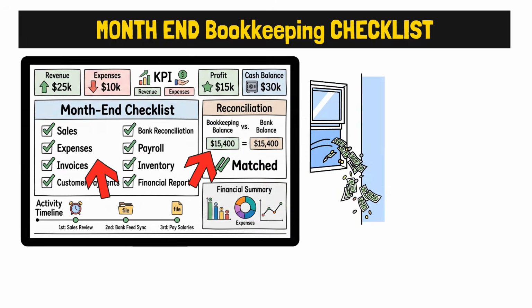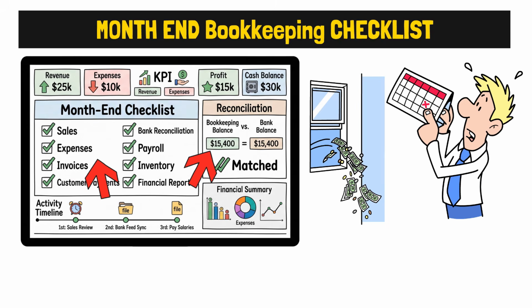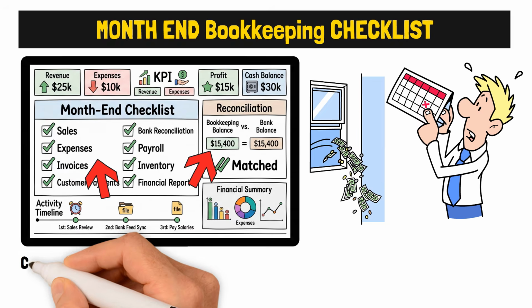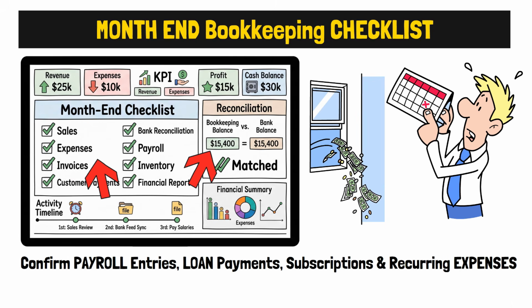Next, reconcile every business bank account and verify that the balances match your records. Review outstanding customer invoices and identify which payments are overdue. Follow the same process for supplier bills to make sure upcoming obligations are clearly documented. Confirm that payroll entries, loan payments, subscriptions, and recurring expenses have all been recorded correctly. Review inventory if your business sells physical products, and investigate any unusual differences between actual stock and recorded quantities.